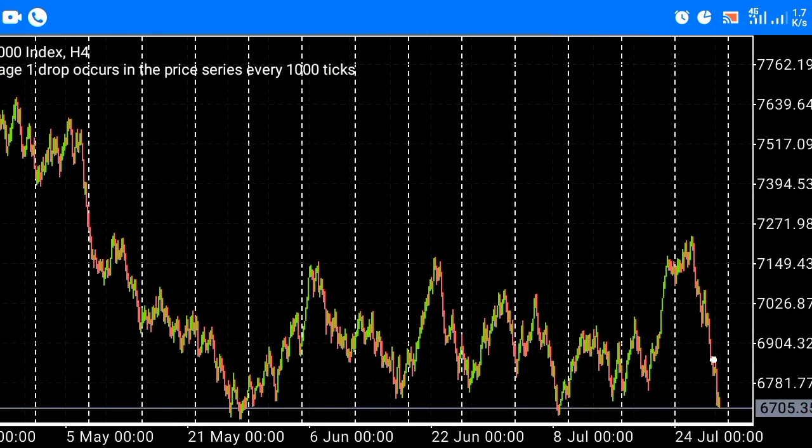So to see that pattern, we see this week it happened. It happened on Crash 1000. That pattern you saw earlier on my slide, you can see it perfectly on Crash 1000.